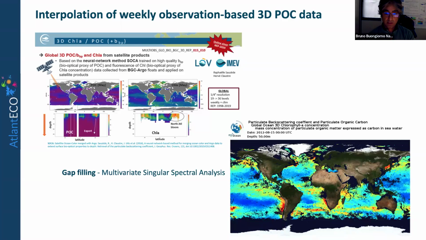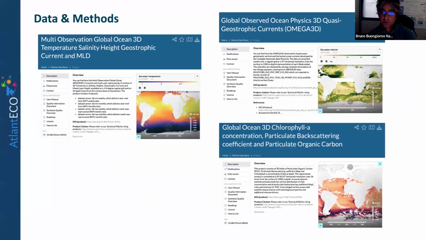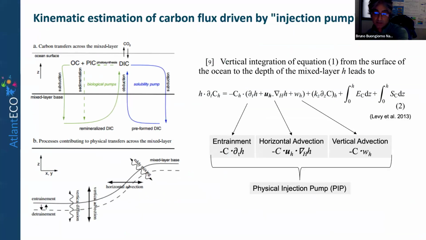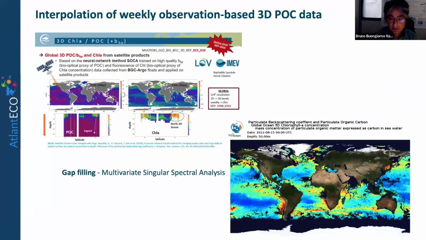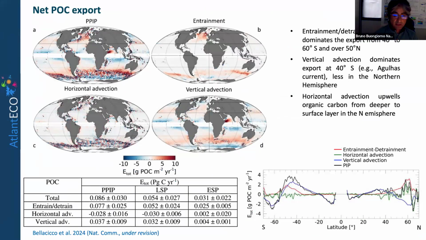And so we got all the data, and we could finally estimate these three terms, entrainment, horizontal advection, and vertical advection, either at the base of the mixed layer, or at a fixed depth, or at a combination of euphotic and mixed layer depth. And so this is the picture that we got, where you see the total of the export related to this injection pump, and then how the different terms come into play in the different areas.